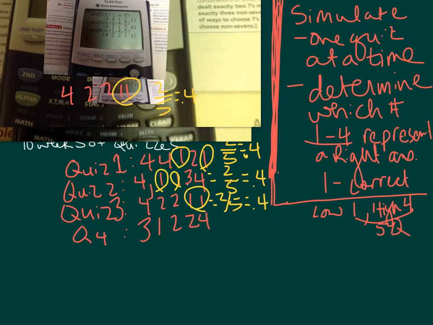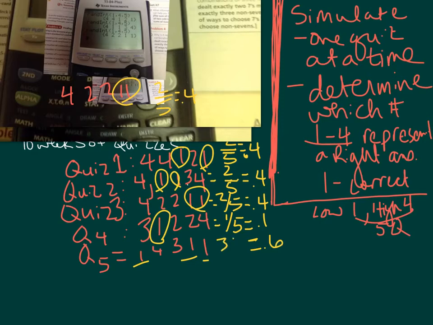So for week 4, we get 3, 1, 2, 2, 4. Remember, a 1 represents what we're looking for, which is a right answer. So this time we only get a 10% on our quiz. Week 5, we actually get a 30% on our quiz. I'm sorry, a 60% on our quiz, 3 out of 5.